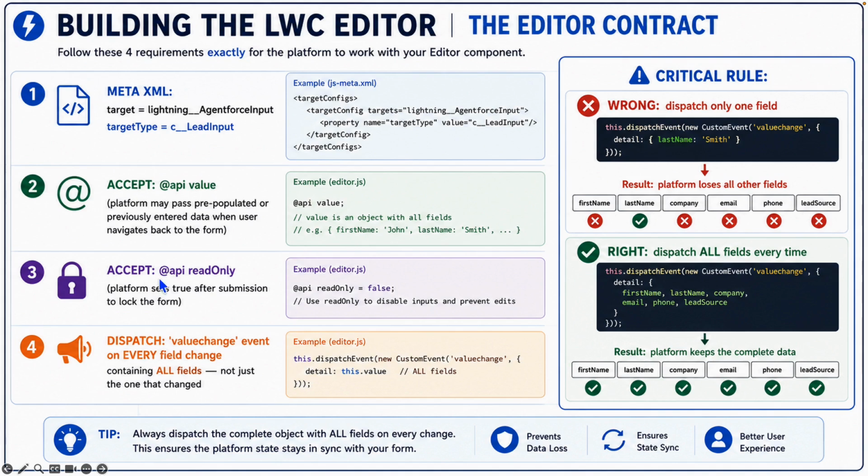Third one, you have to make sure that you are defining another public variable with the name of readOnly. And being JavaScript, you have to make sure that you are following the exact same case, right? This @api readOnly will be set to true after submission so that the platform can lock the form. So this is what you use to disable the inputs and prevent the edit. And finally, you have to make sure that you are dispatching the event.